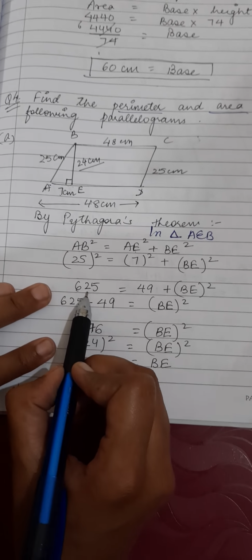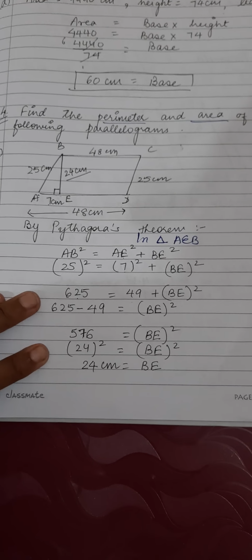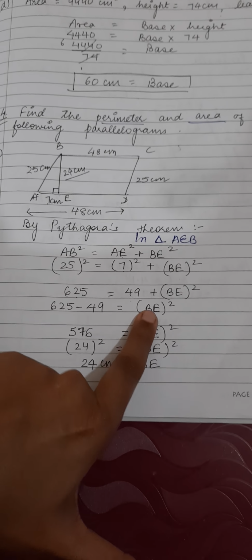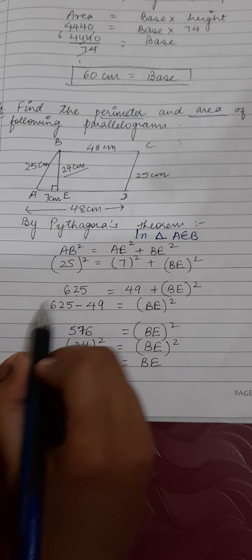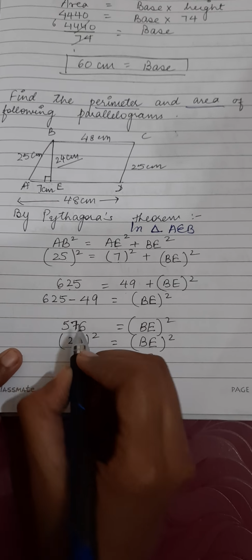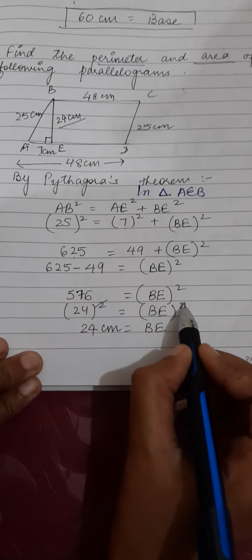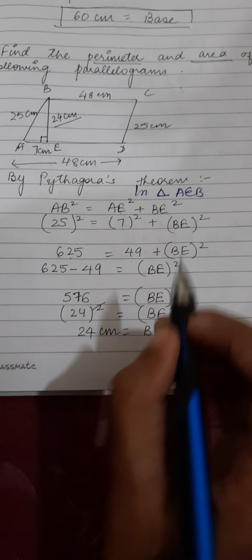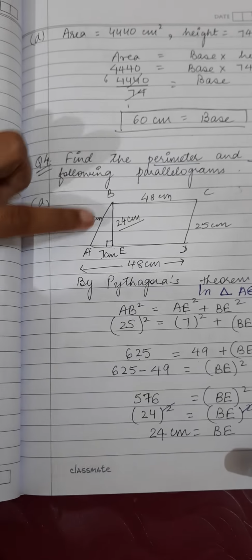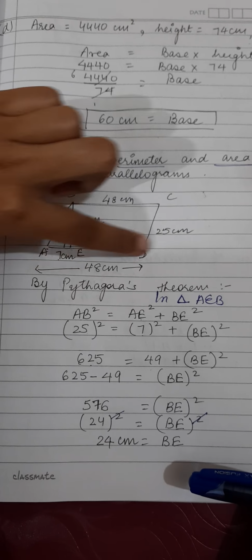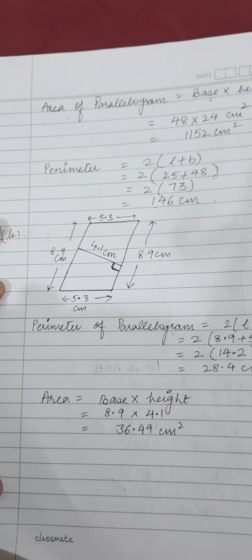Square of 25 is 625. Square of 7 is 49. BE square as it is. 49 will go to the other side. It will change to minus. When you subtract it, you will be getting 576. And 576 is the square of 24. So, square cancelled with square. The value of this BE is how much? 24. Now, you have got to know what is the height. You have got to know what is the base. Apply here, base into height. You will be getting the answer.